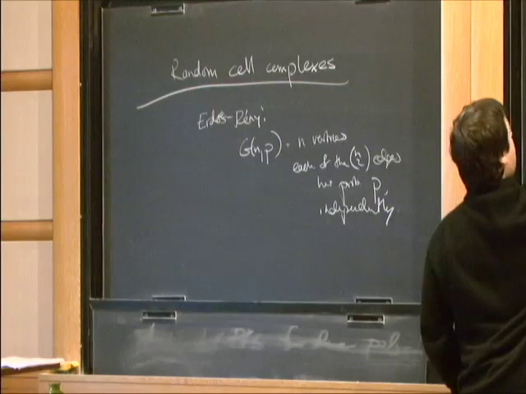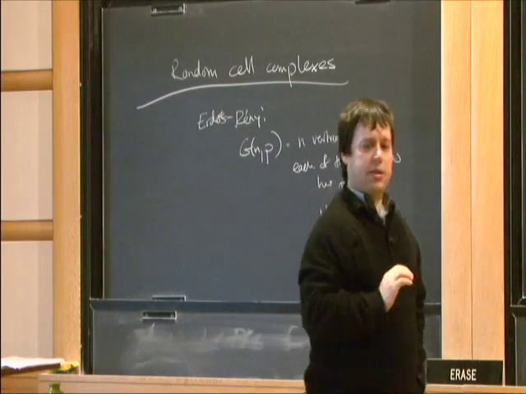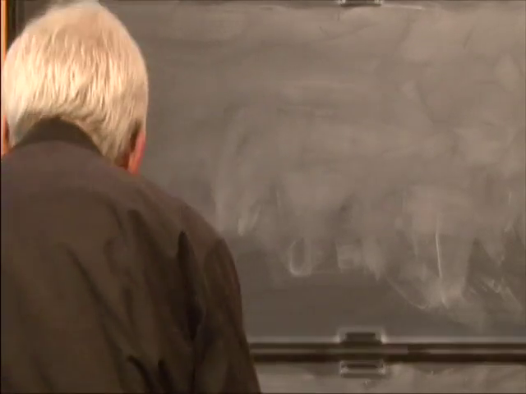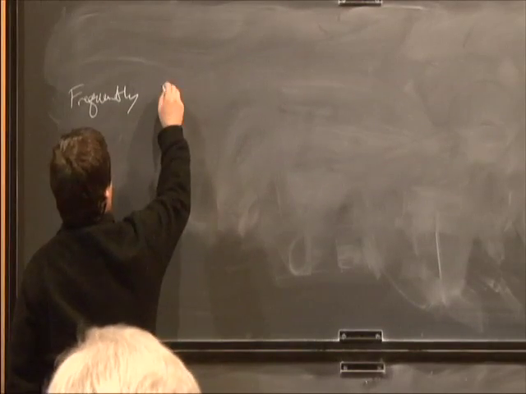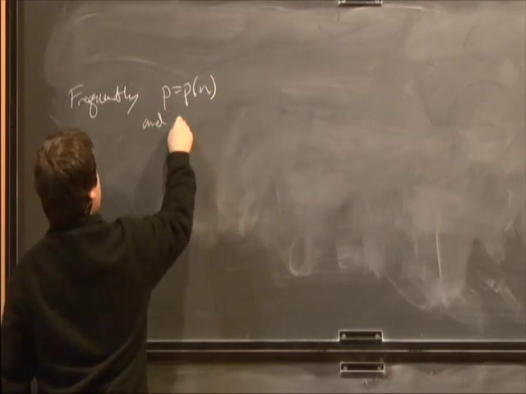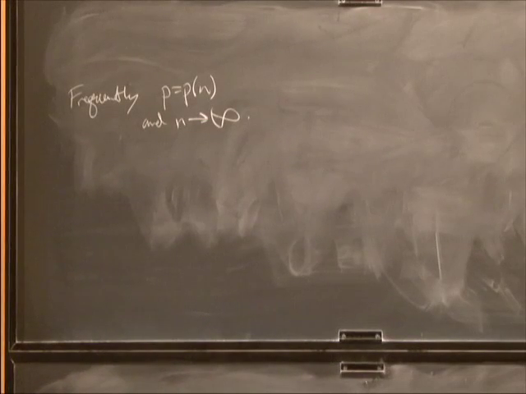So it's a little bit too restrictive to make p constant, or just to look at a particular n and p. It might not be mathematically interesting. So frequently we let p be a function of n, and the number of vertices goes to infinity.